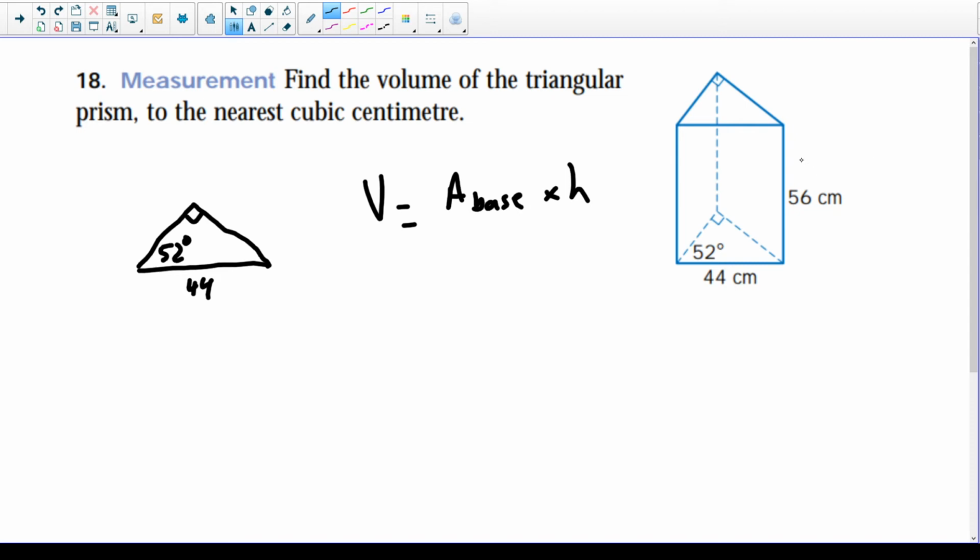And we're given the height. The height is 56 here, okay? But we're not given the area of the base. So how do we go about calculating the area of the base? Well, the base is a triangle, so we know that the area of a triangle is base times height over 2.